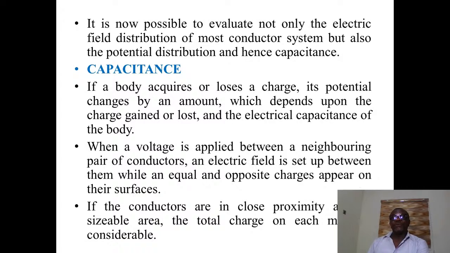It is now possible to evaluate not only the electric field distribution of most conductor systems, but also the potential difference and hence the capacitance. So, capacitance of a body: we can say that it's possible for this body to acquire or lose charges. If it does, its potential changes by an amount which depends upon the charge gained or lost and the electrical capacitance of the body.